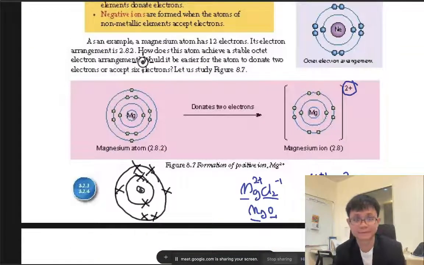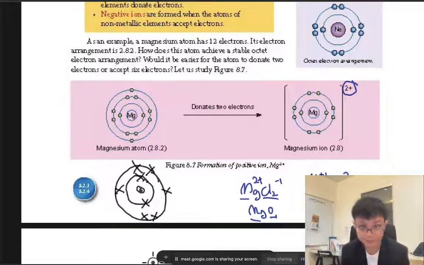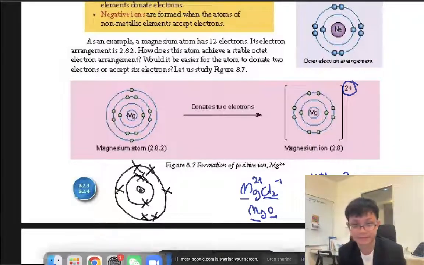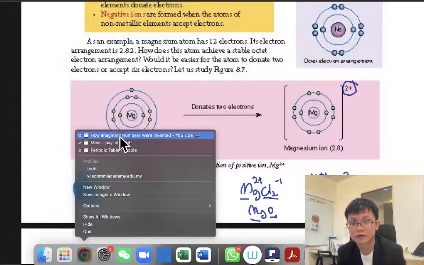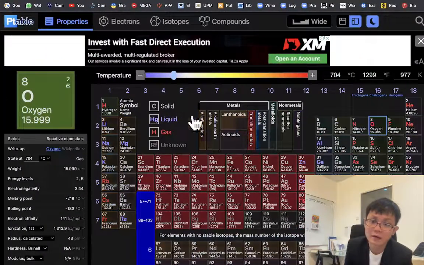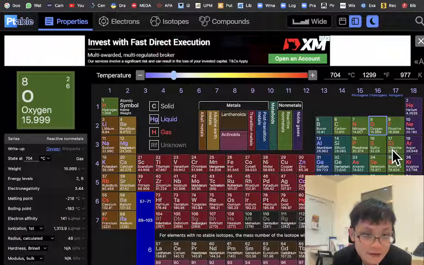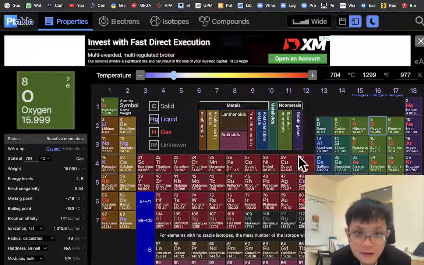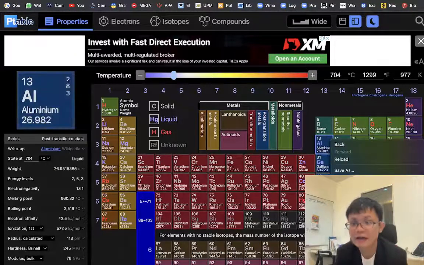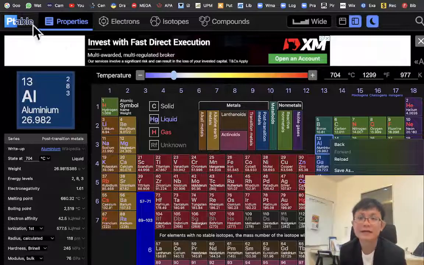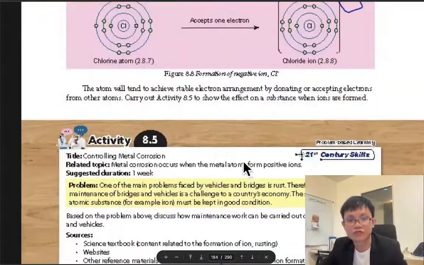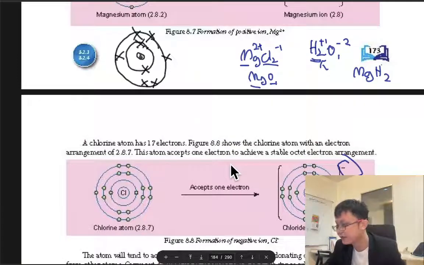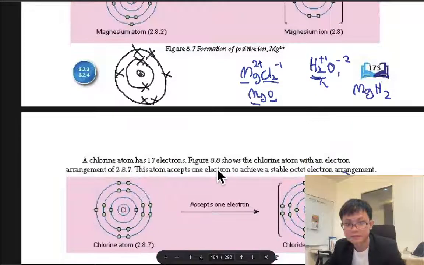Let's try another one. Let me see the periodic table. Let's choose something that I like. Okay, I like aluminium. So aluminium is 13. Let's try to draw 13. No place for me to draw, so let's zoom in. No worries. How to zoom in?